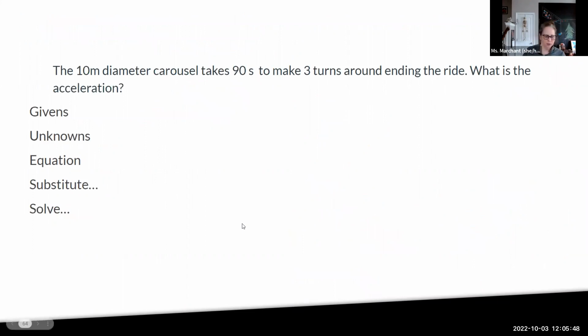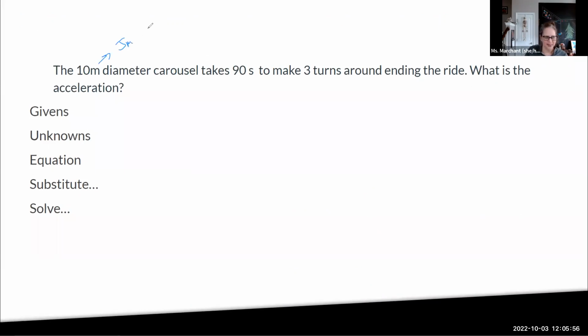The 10-meter diameter carousel. Okay, so have we used diameter at all? No, so probably what we're going to need is 5 meters as the radius. It takes 90 seconds to make 3 turns. 3 turns in 90 seconds, so that's really my frequency. I want to convert that the other way around: 30 seconds per turn would be our period.